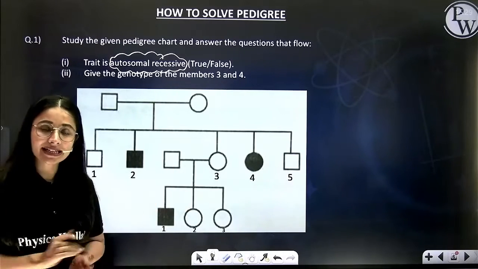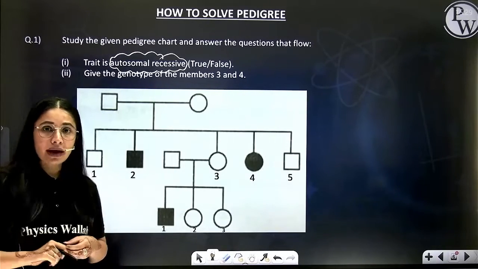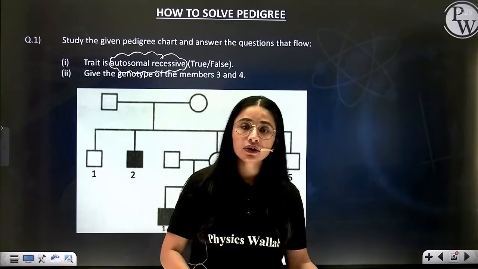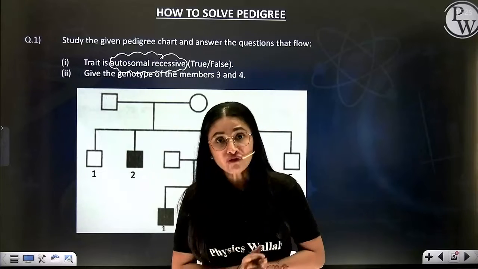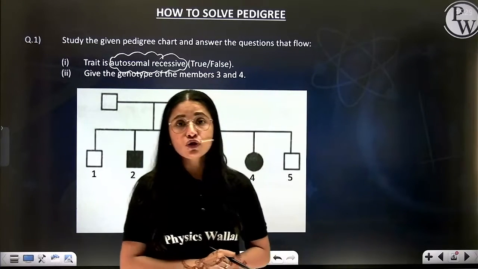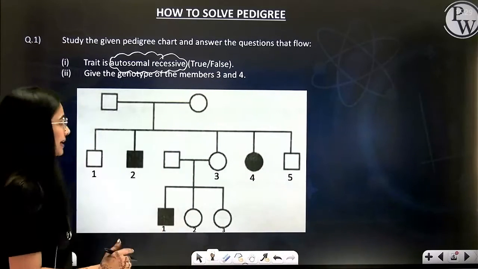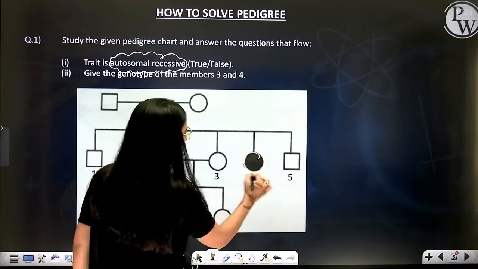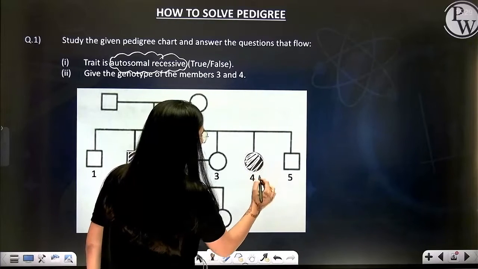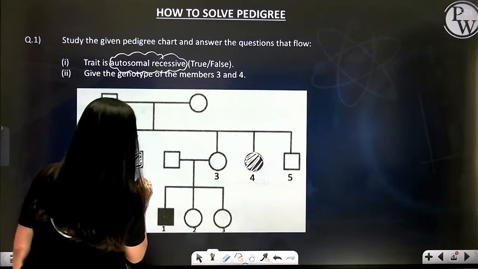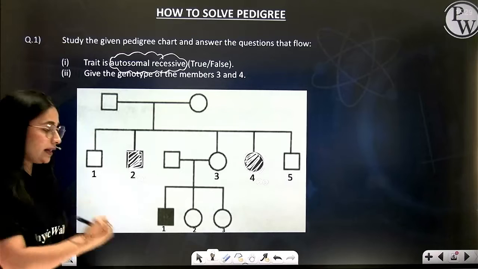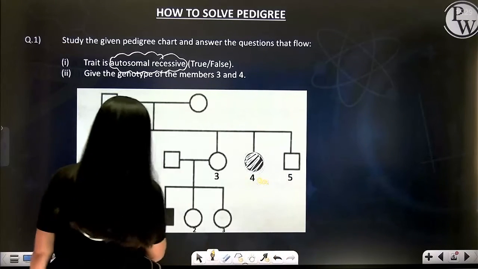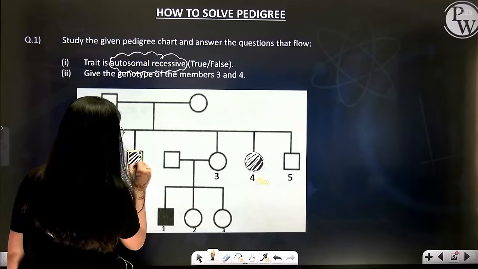So chalo, let's check. Question is saying that you have to tell whether this chart is autosomal recessive. Okay. So if this chart is autosomal recessive, that means जितने भी आपको colored दिख रहे हैं, as many offsprings as you can see colored, they are having the genotype small a. Let me use some other color pen. So there are two offsprings.